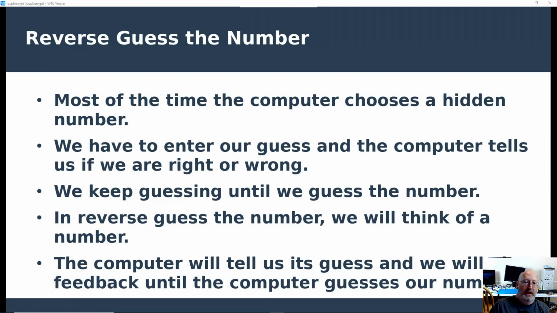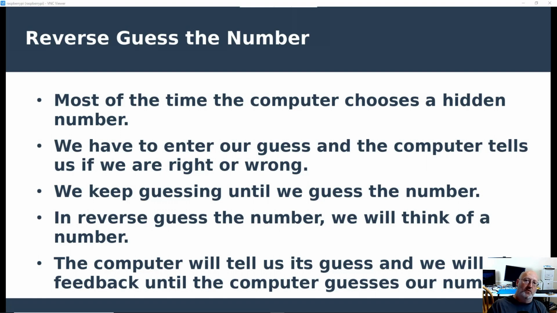It just simply compares to find out if we've gotten the number right and tells us if we did or not. In reverse guess the number, we, the human, are going to think of a number, and then the computer is going to guess, and we're going to give the computer feedback that'll allow it to refine its guess until the computer guesses our number.